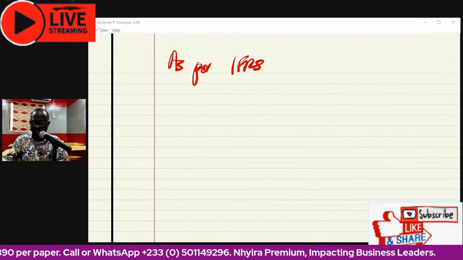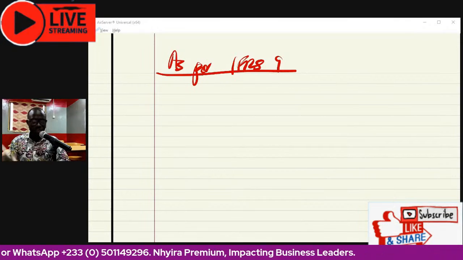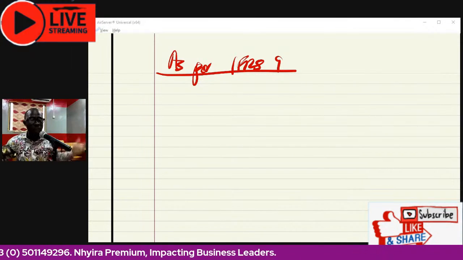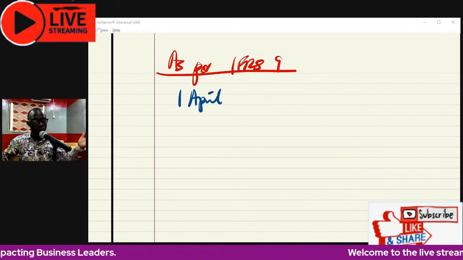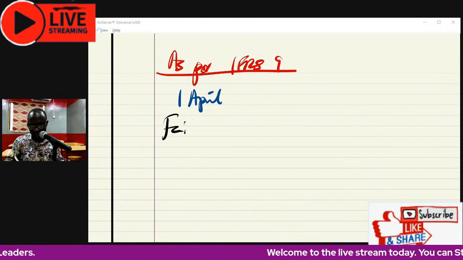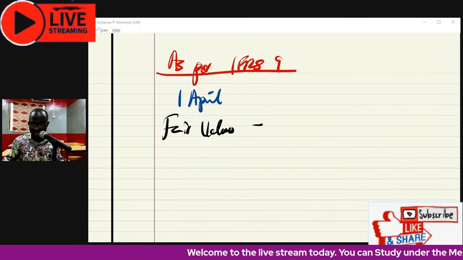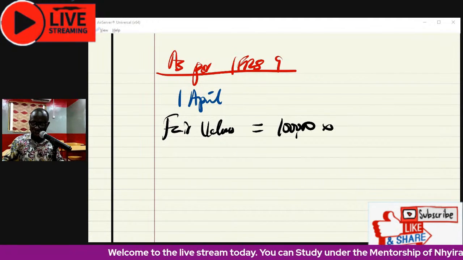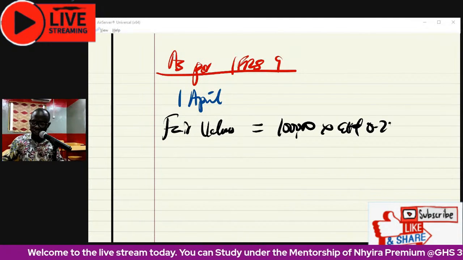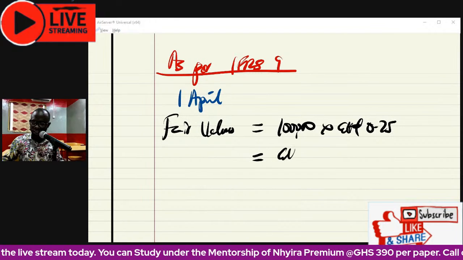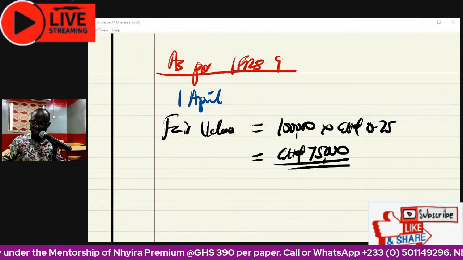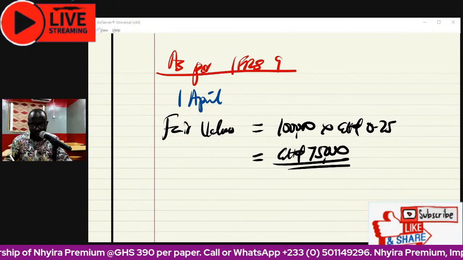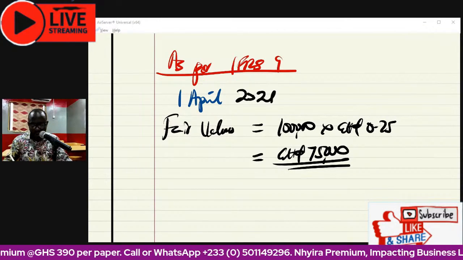As per IFRS 9, what's going to happen is that on 1st April, when they bought the shares, we have the fair value. That is the 100,000 shares they bought times 0.75 Ghana cedis, which gives 75,000 Ghana cedis. That's the fair value on 1st April 2021.